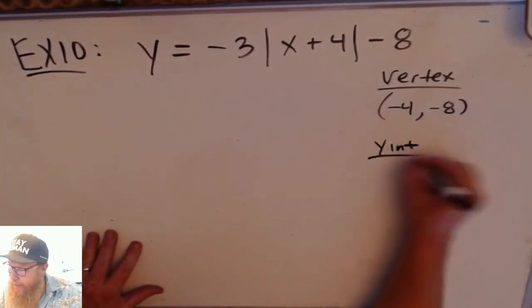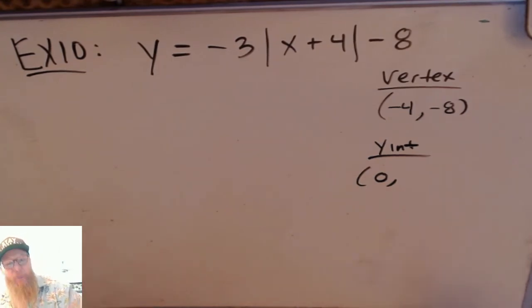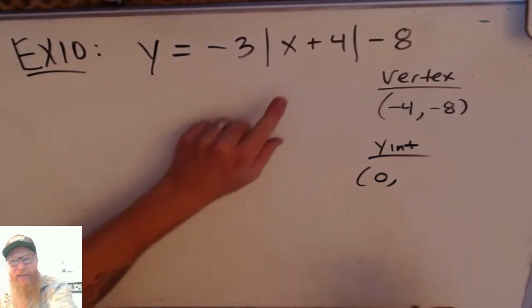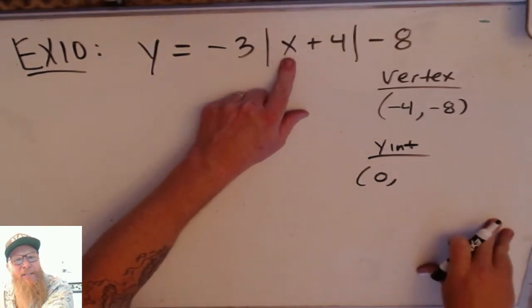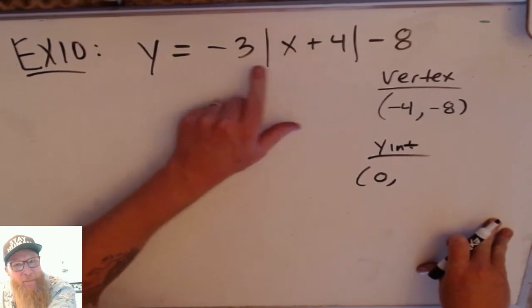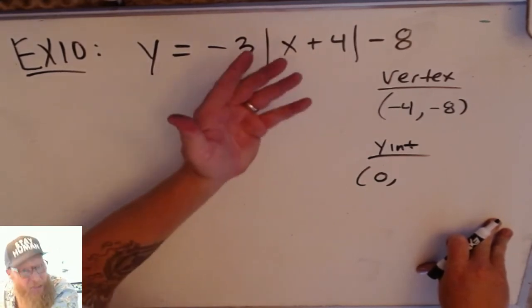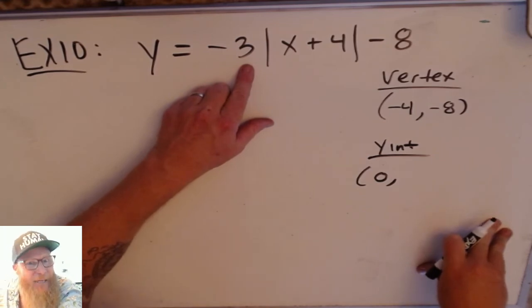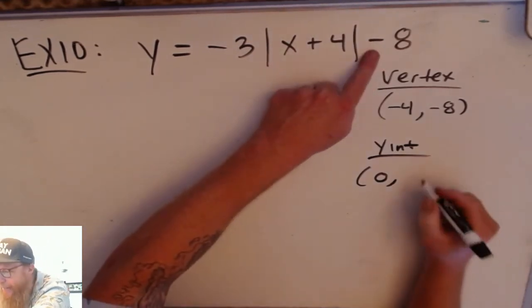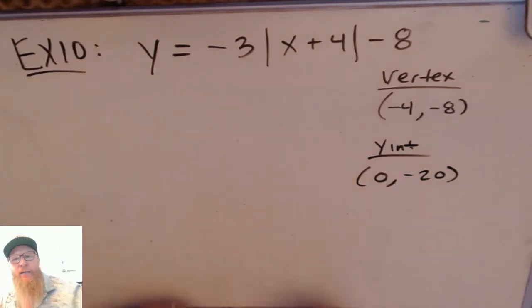Your y-intercept. You getting pretty good at this by now? You want to try it with mental math? Let's do it with mental math. Don't you love mental math? This is how I expect you to do it as you mature through the course. Plug in 0, you get 4. Absolute value, you still get 4. Multiply by -3, you get -12. Subtract 8, you get -20.